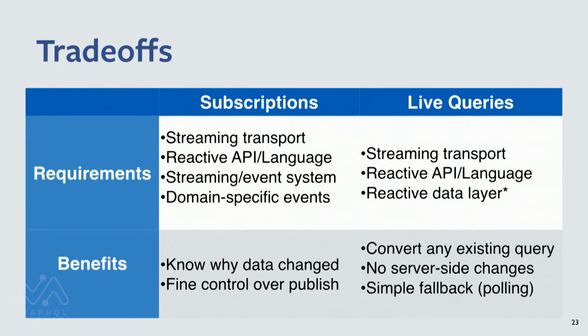With live queries, you need a reactive data layer. This isn't just a reactive database, just a reactive data layer. Whatever you query to produce your result has to be reactive. The benefit is you can, in theory, convert any existing query. You just annotate it. It shouldn't require server-side changes beyond building your initial infrastructure. And it has a nice property of if your live query server isn't doing so hot, you can fall back to polling because, again, you yourself can be the live query engine if you just push play a bunch.